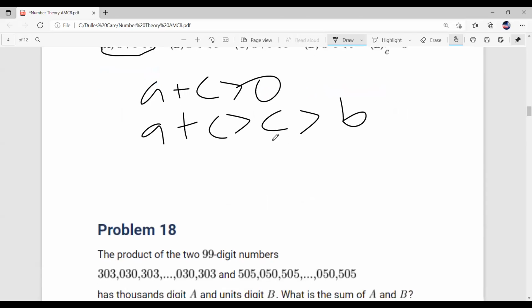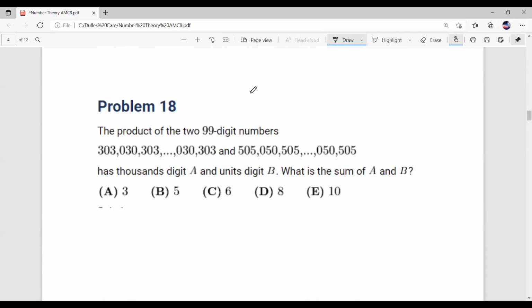All right, moving on to the next problem. The product of two 99-digit numbers, these two numbers, has thousands digit A and units digit B. What is the sum of A and B? All right, so problem 18 is actually a pretty interesting problem. I'll give you like 1 minute to do it.